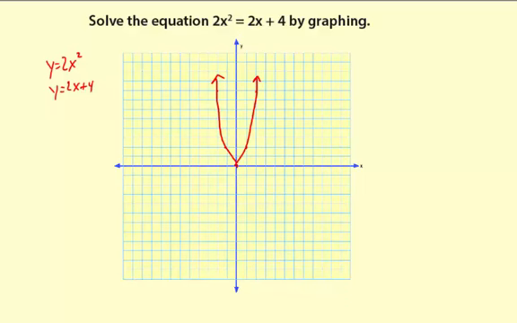Then we're going to graph y equals 2x plus 4. The y-intercept is 4, or the initial amount is 4. Then the rate of change is 2. So I'm going to go up 2, right 1, up 2, right 1, up 2, right 1, and so forth, and then continue the pattern down this way.